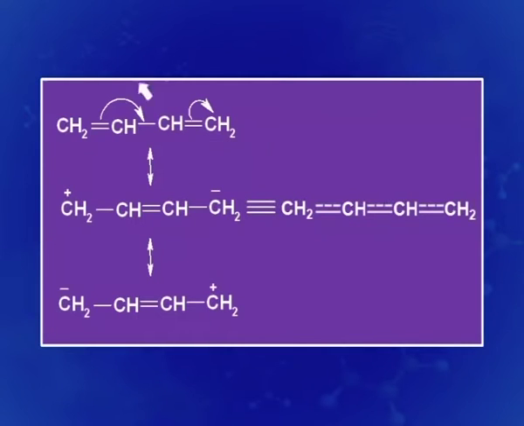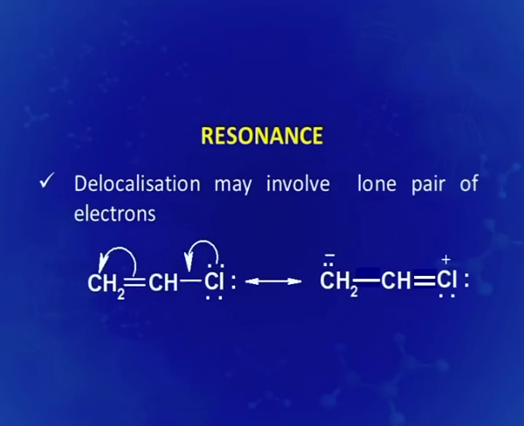All the contributing structures are called the resonating structures, and we call this phenomenon resonance. Now, let us see how resonance actually affects the nucleophilicity of the molecule. We have an example of an alkenyl chloride where the delocalization also involves a lone pair. There is a double bond and there is a lone pair on the Cl atom which is participating in the delocalization. Here you can see the curved arrow shows the movement of an electron pair.